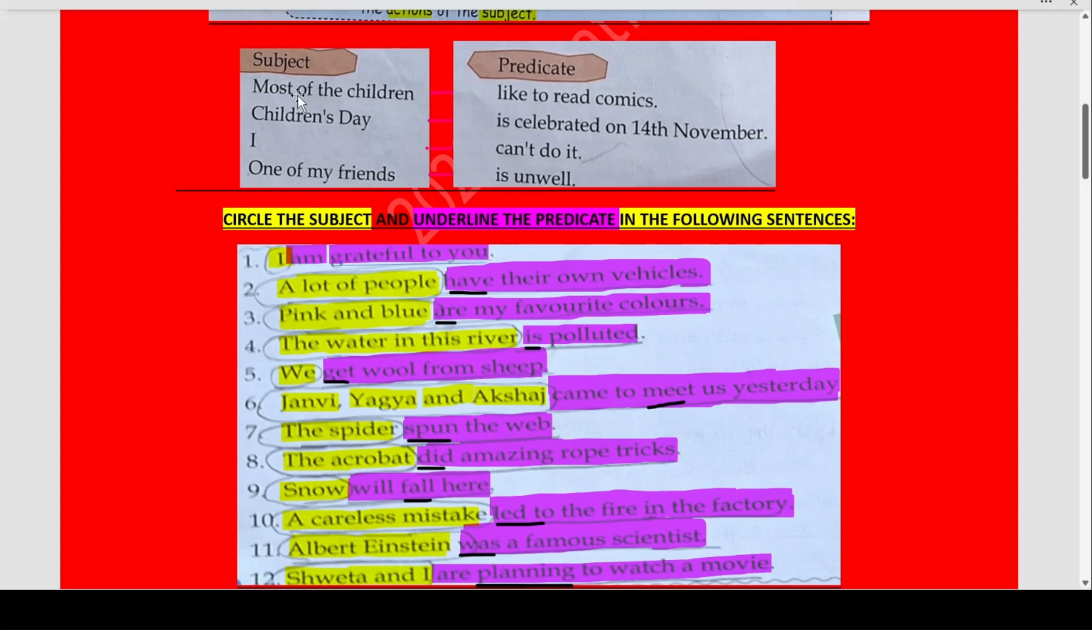I can't do it. What is the subject about whom are we talking about? I can't do it, cannot do it. So cannot do it is your predicate part of the sentence because it has the verb in it. One of my friends is unwell. One of my friends, whom are we talking about? Is, am, and are are verb forms of be. So, is unwell is the predicate which has the verb is in it.